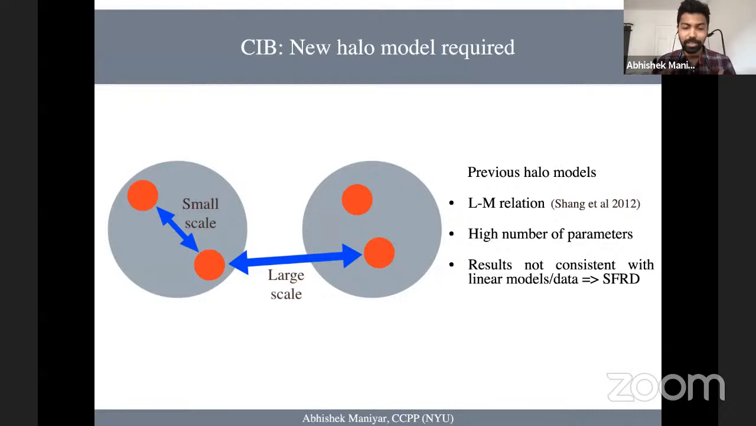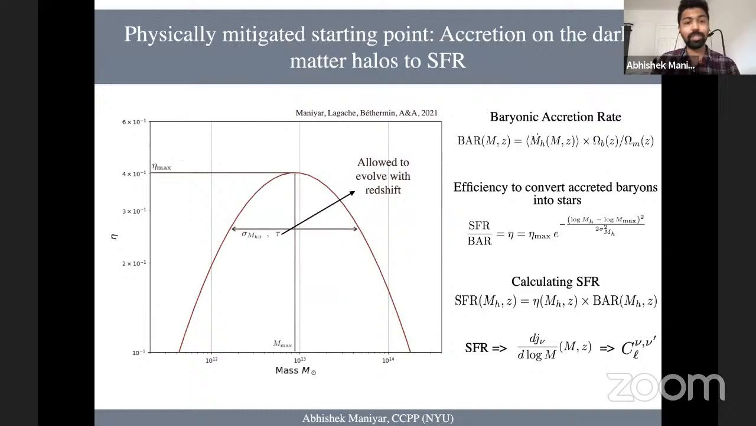And especially in a study like this, where you have a lot of parameters already coming from the primary CMB analysis and other foregrounds, you would ideally prefer to have fewer parameters. Also, the results from the previous halo models of the CIB are not consistent with the results from either the linear models or the data. For example, the SFRD measurements of the star formation history of the universe from external galaxy surveys are not consistent with the results from the previous halo models. So that's why we developed a new halo model for the CIB, which is very simplistic.